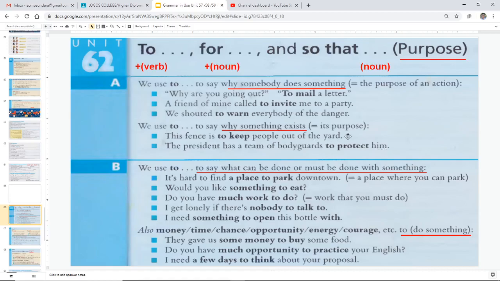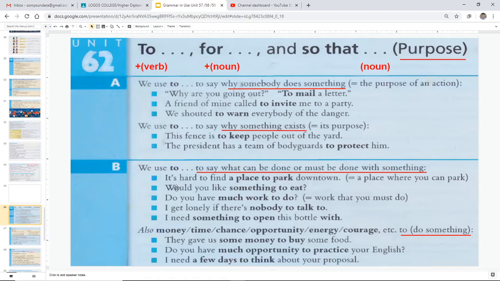So again, it's purpose, it's reason. What does a fence do? It's to keep people out. What does a bodyguard do? To protect the president. A college is here, Logos College is here to educate students, right? To provide students with education. So, to plus the verb, the purpose of an action, its purpose.